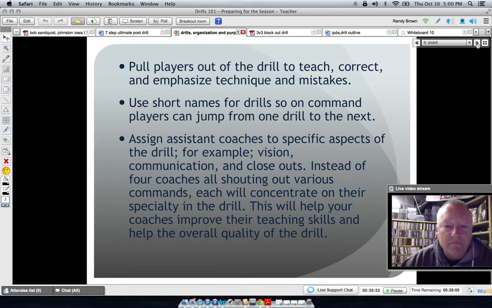So, for example, paying attention specifically to vision. Okay, in any of your defensive drills, you're the vision coach. You're not worried about on-ball screens. Okay, you're not worried about the help side. You're worried about, no matter where players are, what their vision is of both man and ball. Can they see the floor?